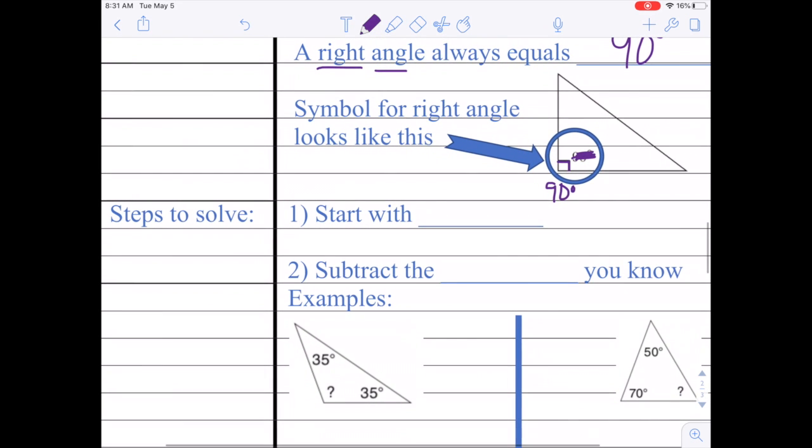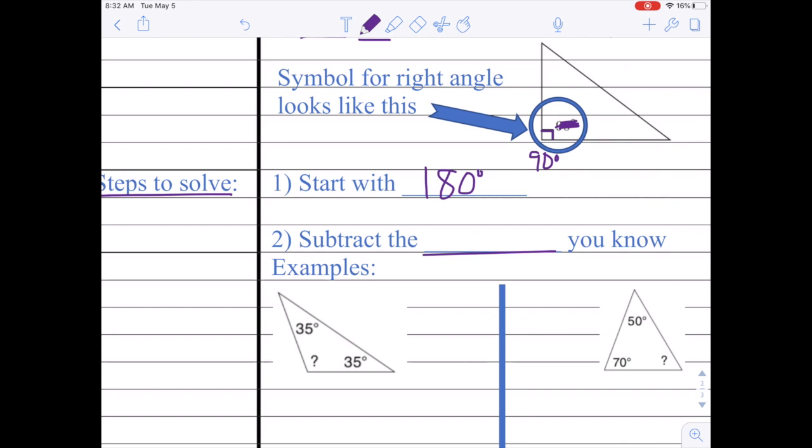Next, we're going to look at our steps to solving for a missing angle. Like we already said, a triangle is always 180 degrees. So we are going to start with the number 180. Then we are going to subtract the angles that you know. There's two steps. We're going to start with 180, then we're going to subtract the angles we know. So we're going to go through a couple examples.